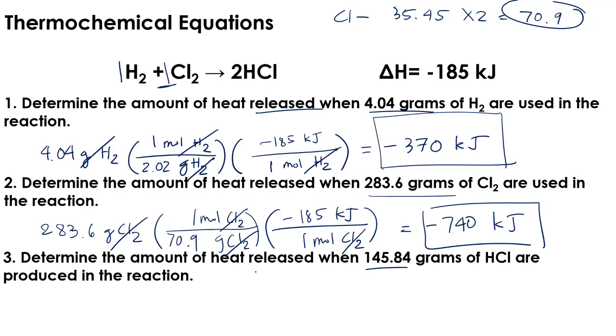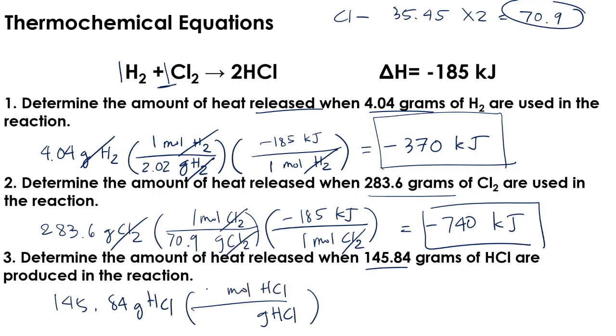Next, determine the amount of heat released when 145.84 grams of HCl are produced in the reaction. So the same thing, 145.84 grams of HCl. So again, grams na po. So we'll convert the grams into the number of moles. Grams to the number of moles of HCl. 1 mole of HCl is how many grams? Let's again determine the molar mass of HCl. So this process is repeating over and over again.